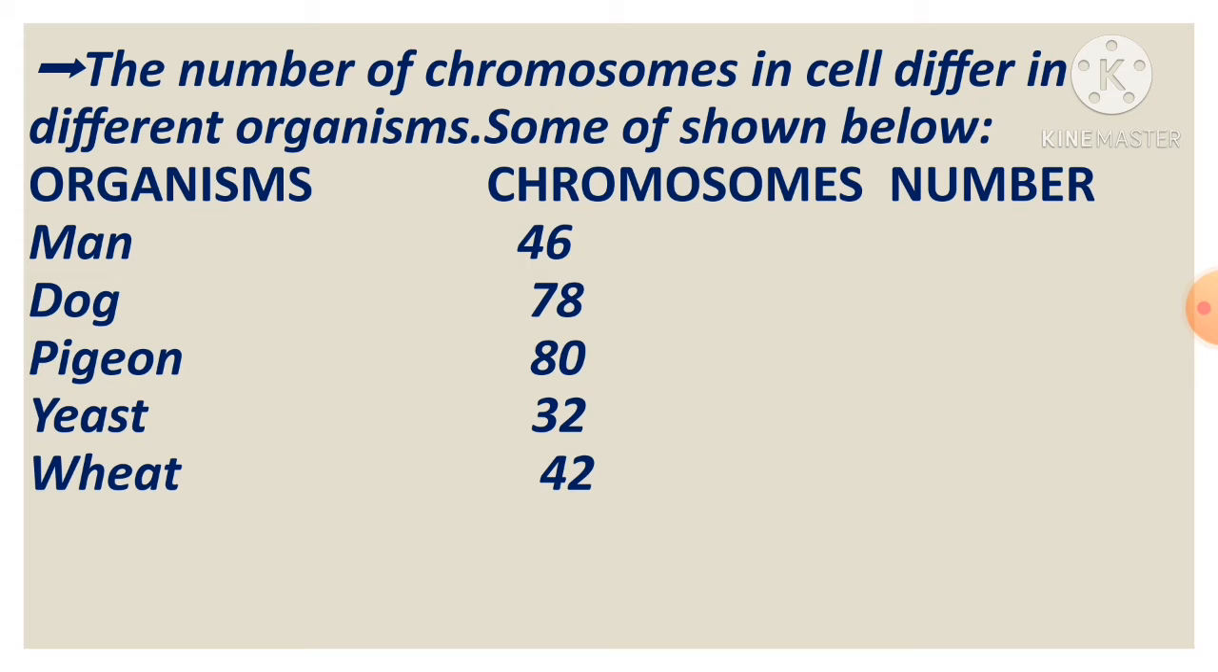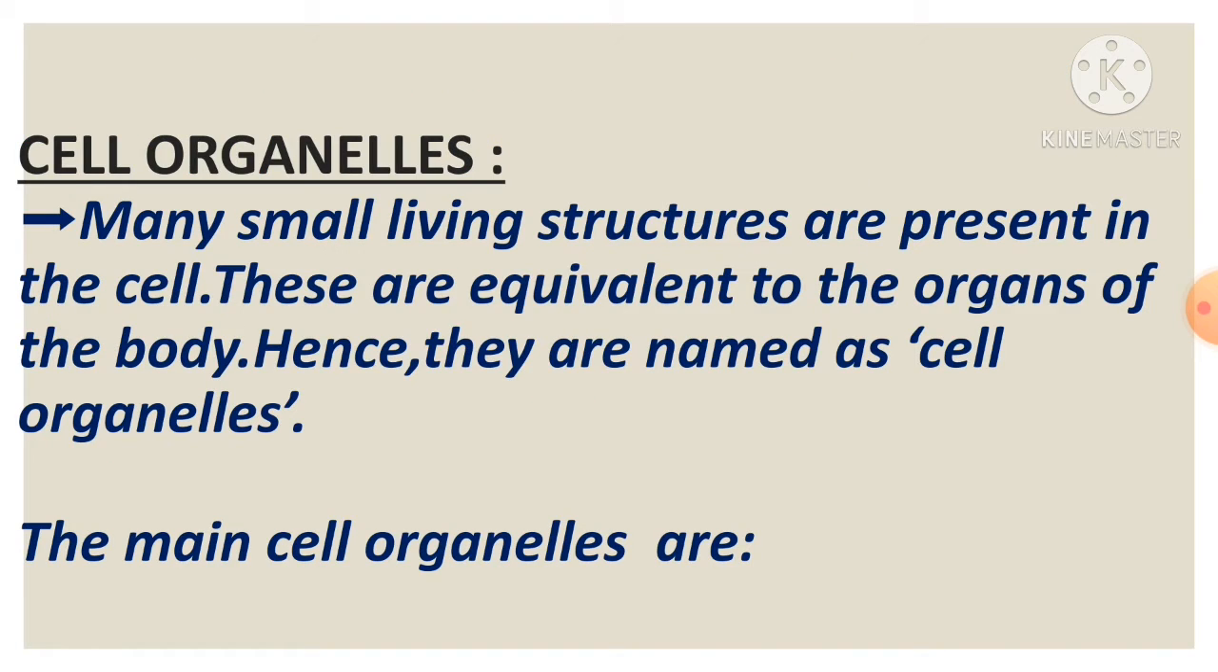The number of chromosomes in a cell differs in different organisms. Some are shown below. Organisms and chromosome numbers: man 46 chromosomes, dog 78 chromosomes, pigeon 80 chromosomes, yeast 32 chromosomes, wheat 42 chromosomes.